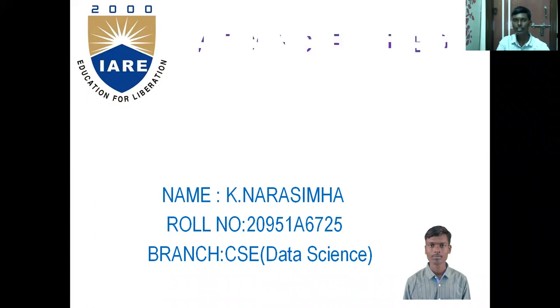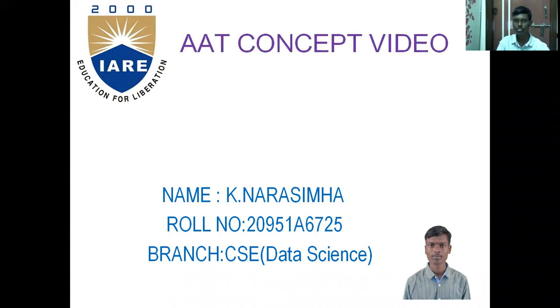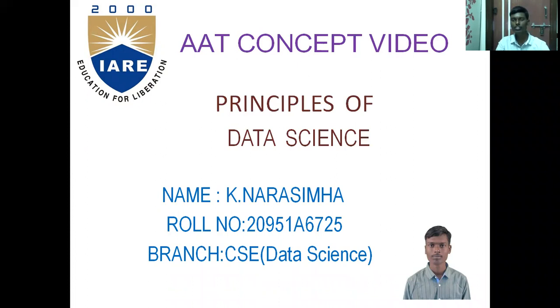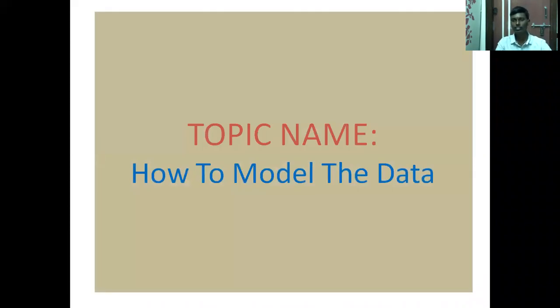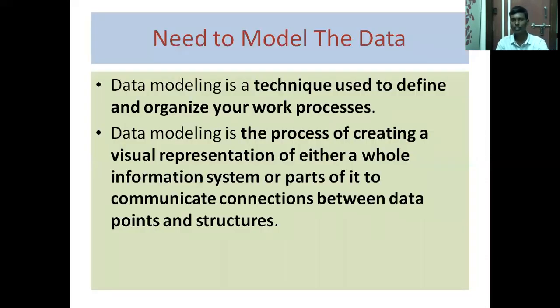Today, as a part of my AAT concept videos in the subject of Principles of Data Science, I want to explain about a topic named how to model the data. In data science, not only data science, everywhere, this is the most important step to make the data act as a further reference for future use. We have to model data in a manner that it will be useful for us in future to perform operations regarding the data. Get into the topic.